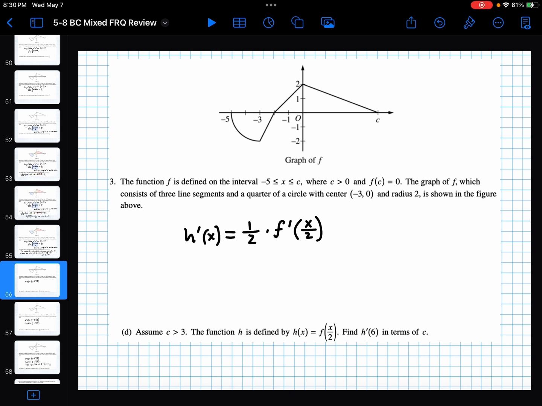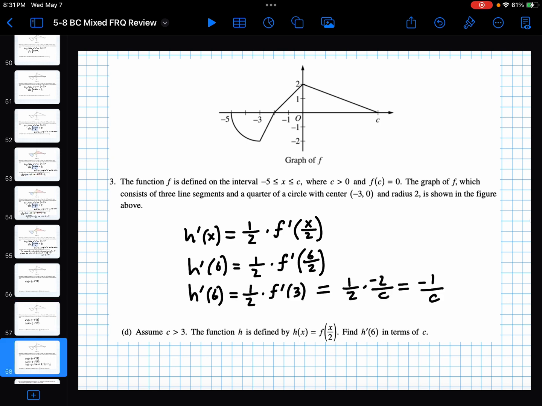It says, assume c is greater than 3, then the function h is defined by h of x equals f of 1/2 x, or x over 2, and they want h prime of 6 in terms of c. Well, I'm just going to use the chain rule. I get 1/2 times f prime of x over 2. That's just chain rule. Then if I'm looking for h prime of 6, I replace x with 6. So f prime of 6 over 2 is the same as f prime of 3.